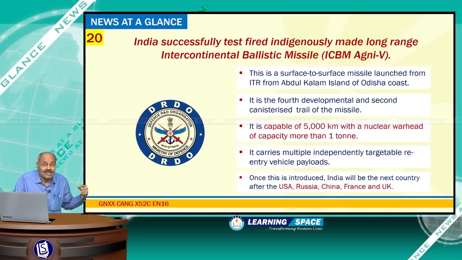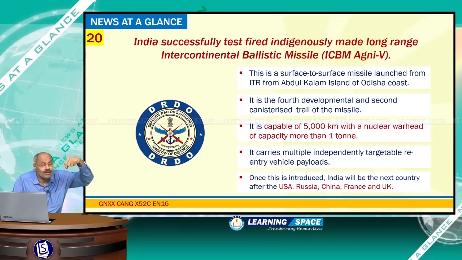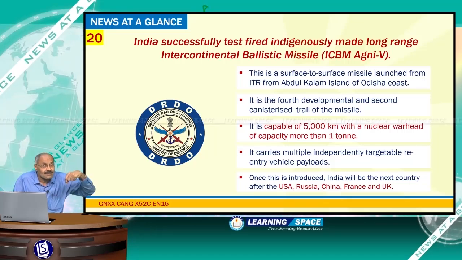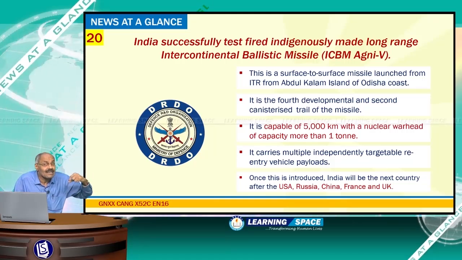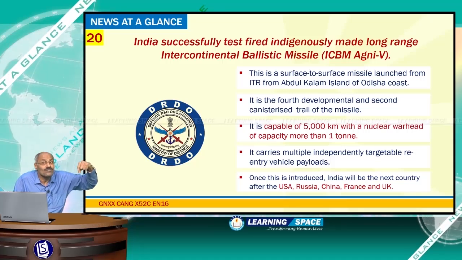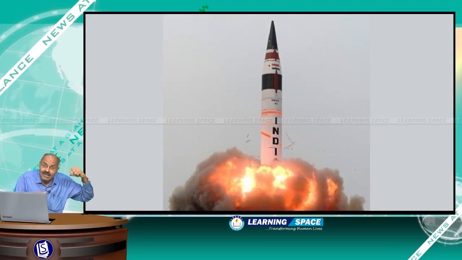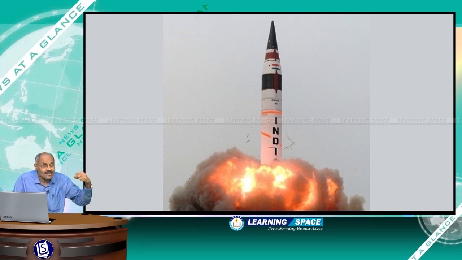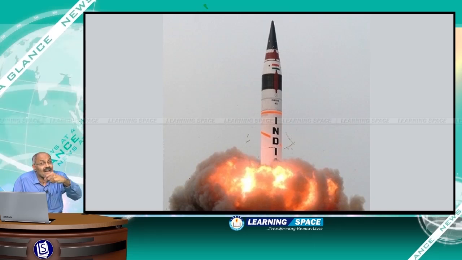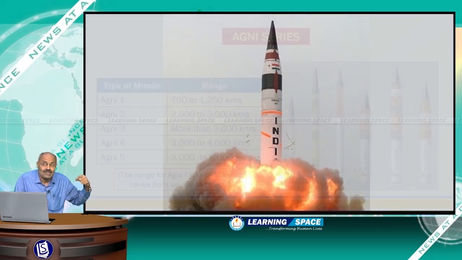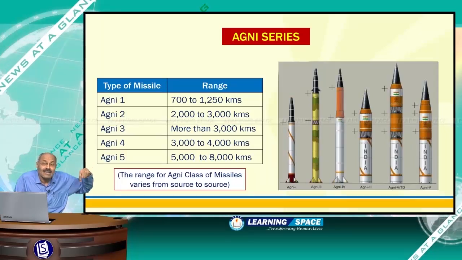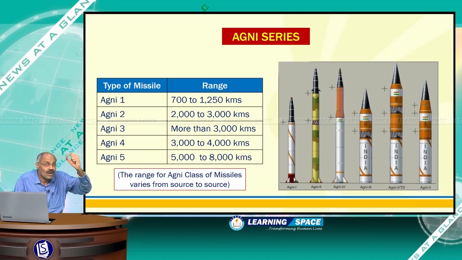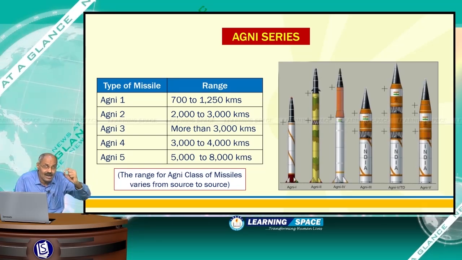What is the range? Range is around 5,000 kilometers with a nuclear warhead of more than 1 ton. Some newspapers reported it can carry a nuclear warhead of 1.5 tons. And once this is introduced, India will be the 6th country after USA, Russia, China, France and UK. So this will come under the category of intercontinental ballistic missile. I have given here, please go through them. Agni 1, Agni 2, Agni 3, Agni 4, Agni 5.